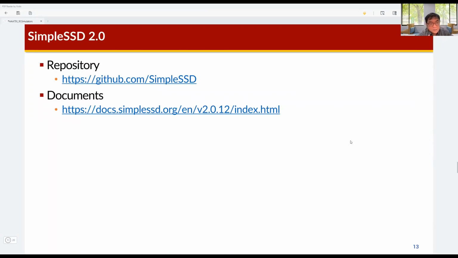This SimpleSSD 2.0 can be downloaded from the GitHub repository right here. And you can also find very detailed documentation on this documentation site. I think the documentation of SimpleSSD is very great. It's so great.